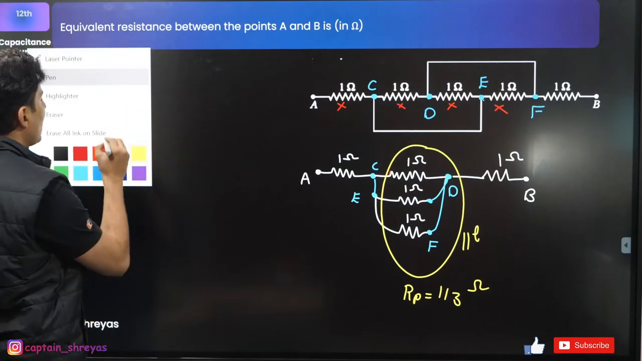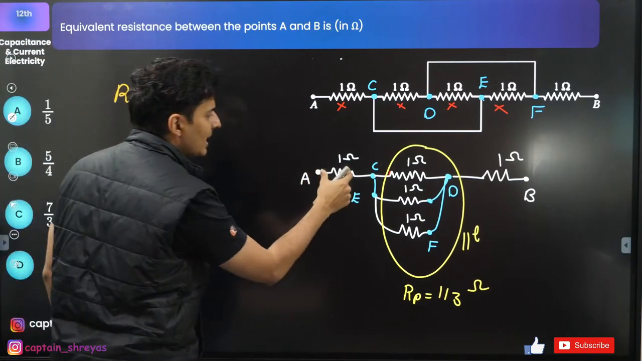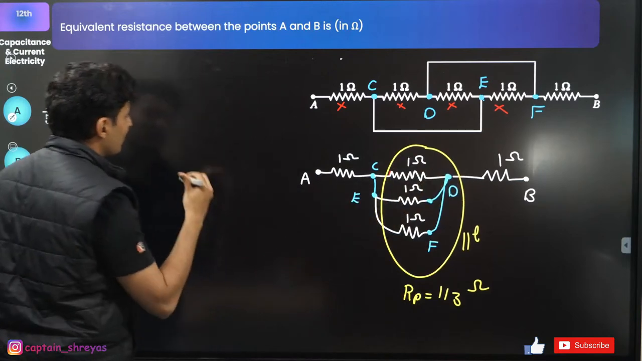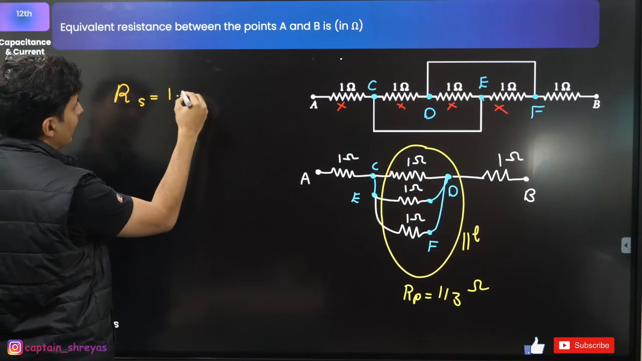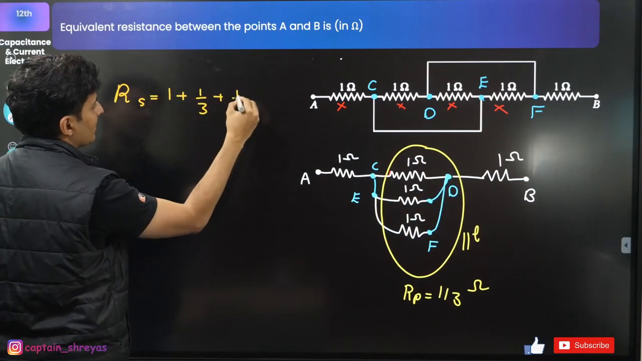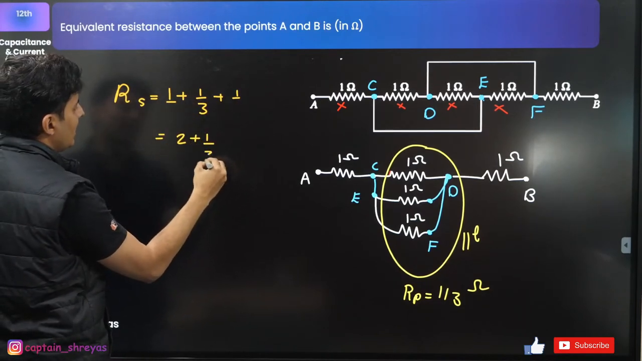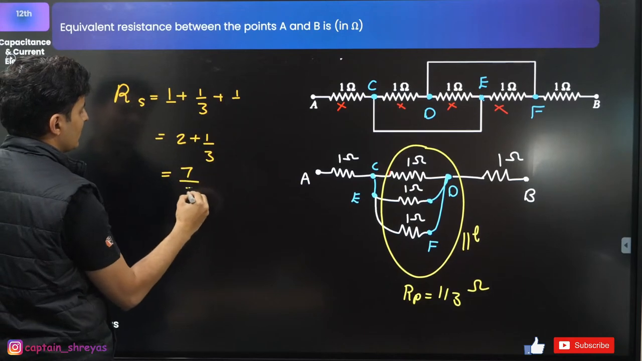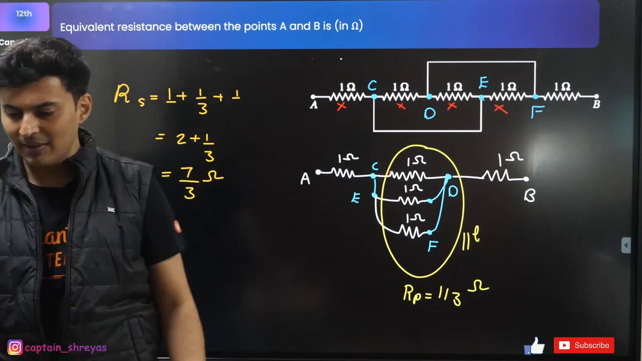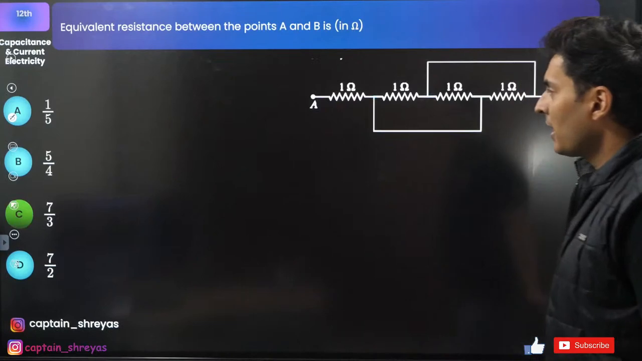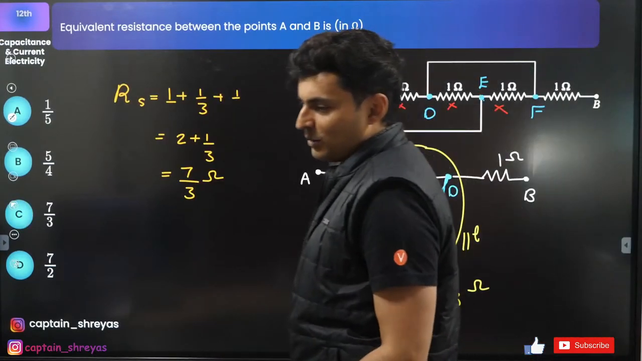So the final equivalent circuit will be this resistance plus this, because they are all in series. So it will be 1 plus 1 by 3 plus 1. That's it. So 1 plus 1 is 2. So 2 plus 1 by 3. So 3 twos are 6, plus 1 is 7. So 7 by 3 ohms. 7 by 3 ohms, where is it? Option C. C for Captain Shreyas. Perfect.